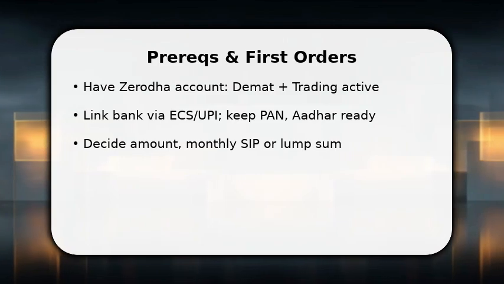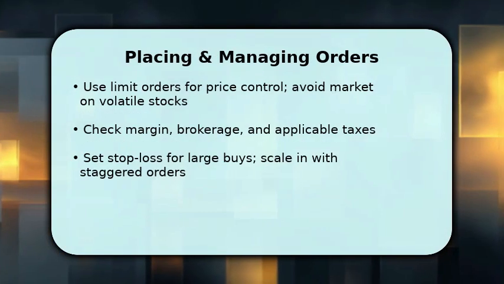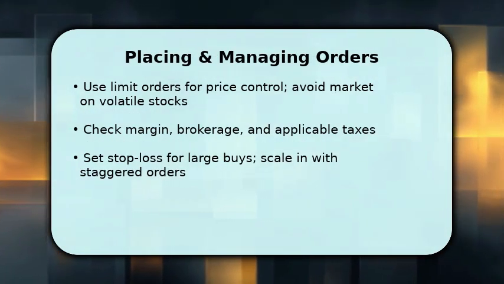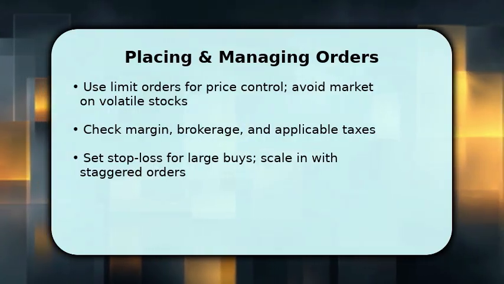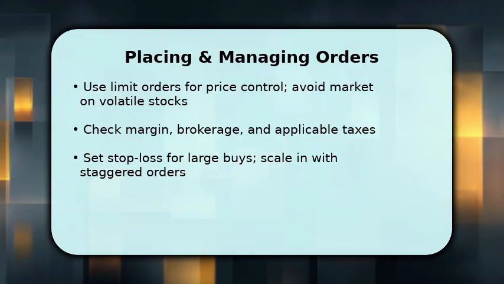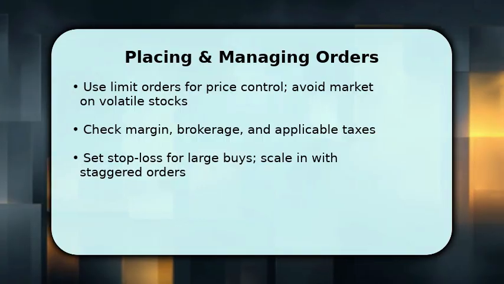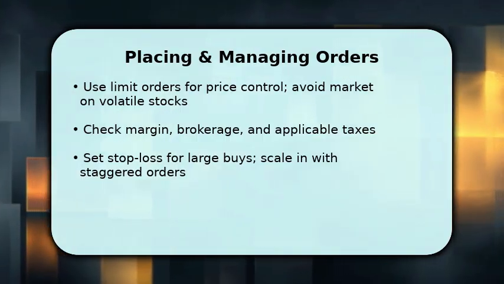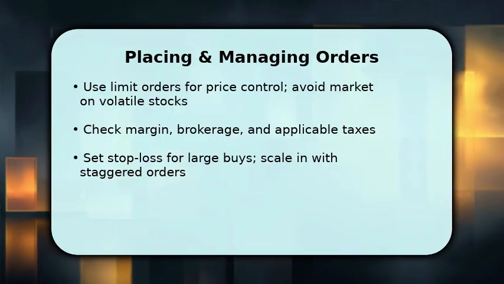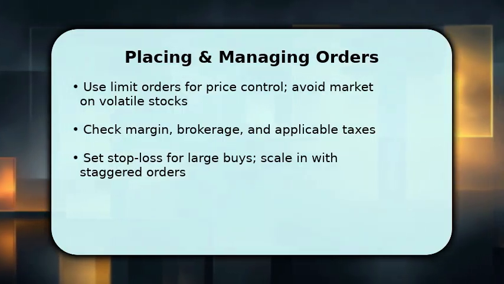Once you've picked the stock, place a limit order to control entry price. You can stagger orders to average in. You should verify brokerage charges and taxes and confirm the required funds or margin available in your account. Monitor order status in the Orders tab and use GTT or slices to automate future buys.